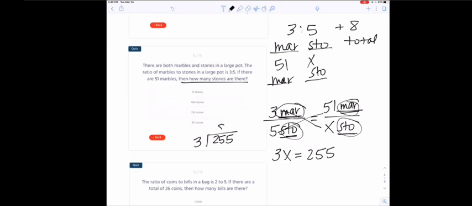So 3 goes into 25 8 times. 3 times 8 is 24. 25 minus 24 is 1. Bring down the 5. 3 goes into 15 5 times. 3 times 5 is 15. 15 minus 15 is 0. There's nothing else to bring down. So x equals 85. And there's my answer, 85 stones.